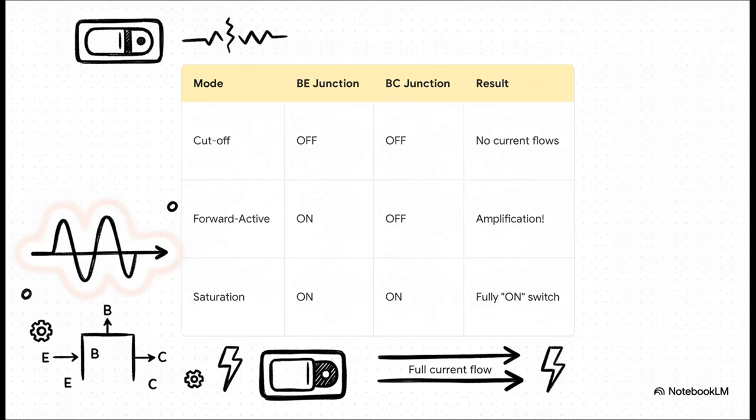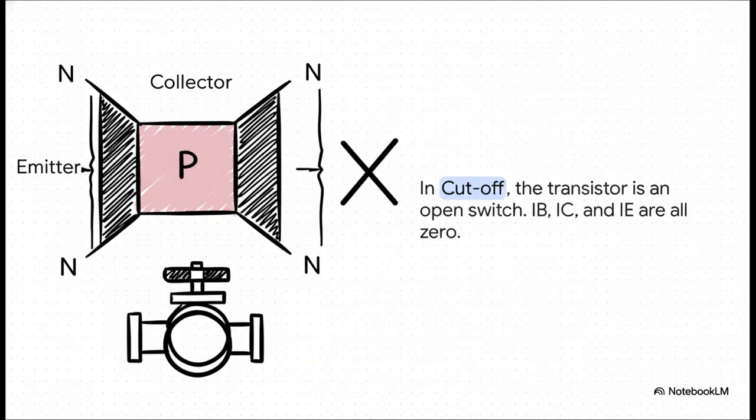If you turn both of its internal junctions off, it goes into cutoff. Basically, it's just an open switch doing nothing. Now, if you turn the base emitter junction on, but keep the base collector junction off, you get forward active mode. This is where the magic happens. Amplification. And finally, if you turn both junctions on, it's in saturation, where it acts just like a fully closed switch.